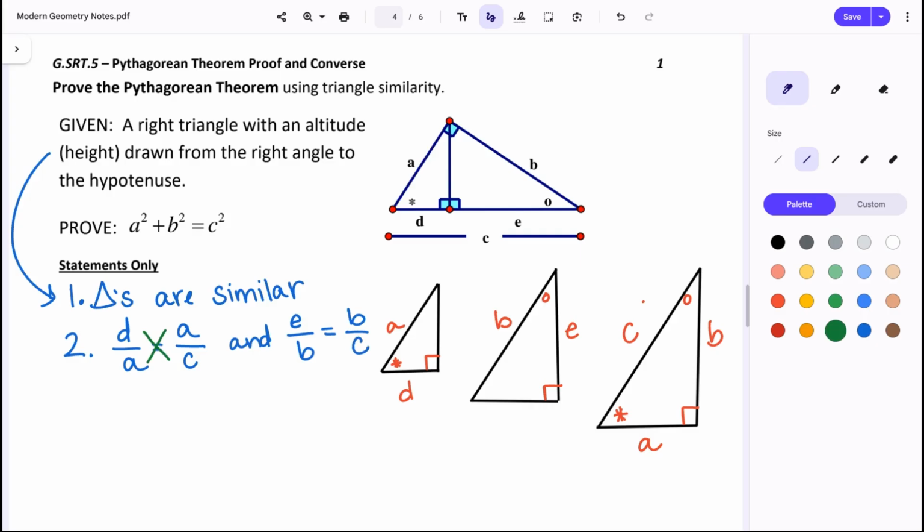Okay, and again, the next step is we're going to cross multiply, and I want us to write out what it looks like now. So now that we have those like terms together, if I cross multiply, I'm going to get an A squared equals CD, and I'm going to get a B squared equals CE.